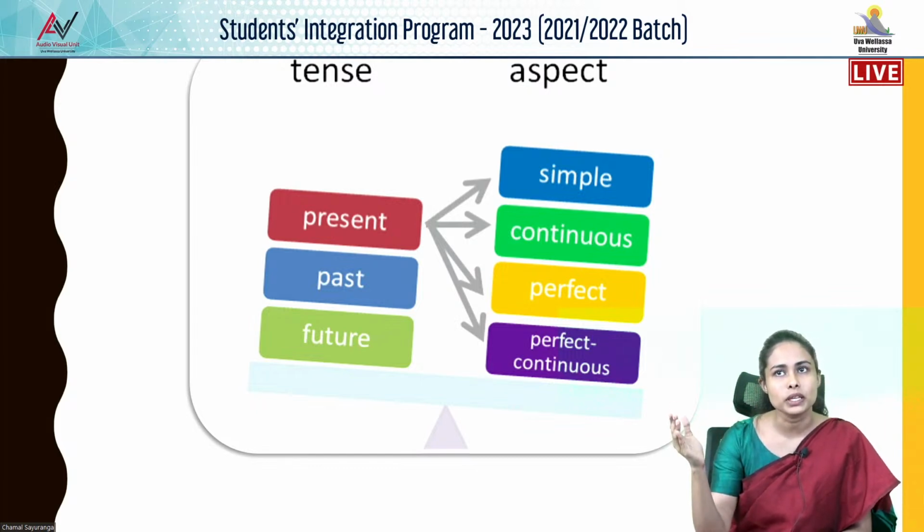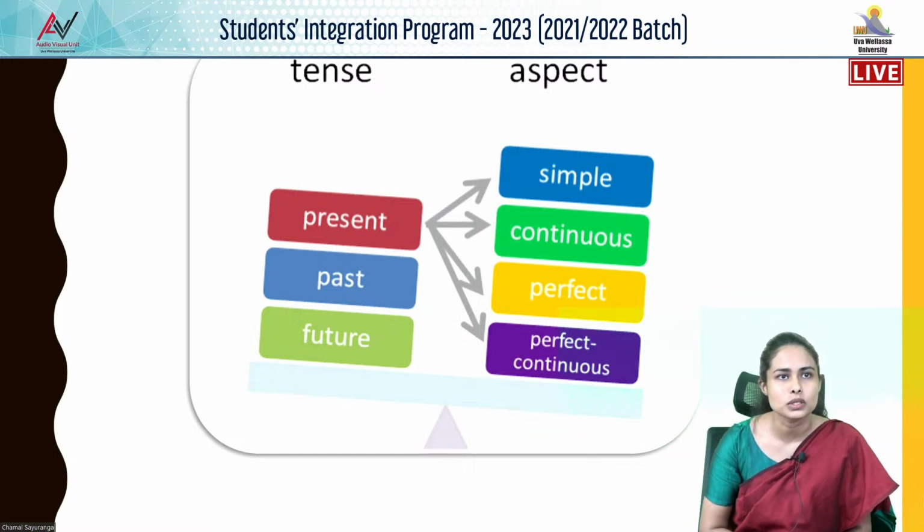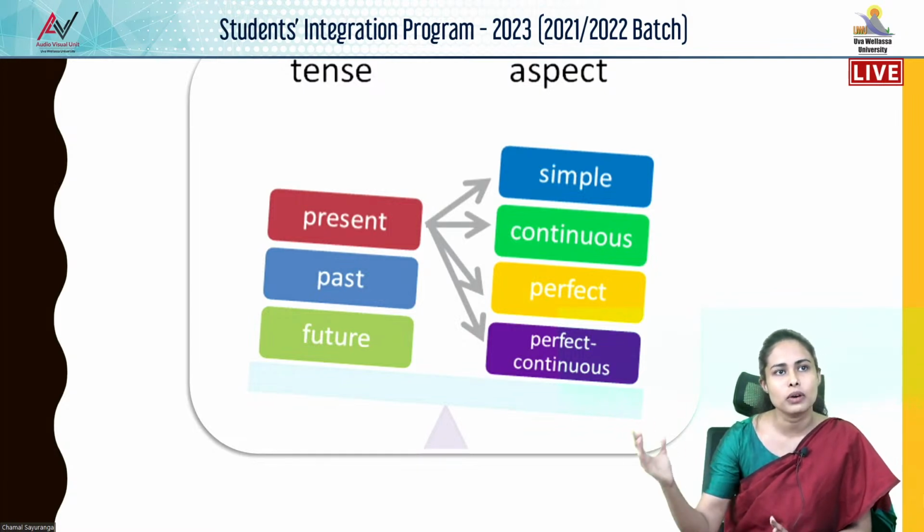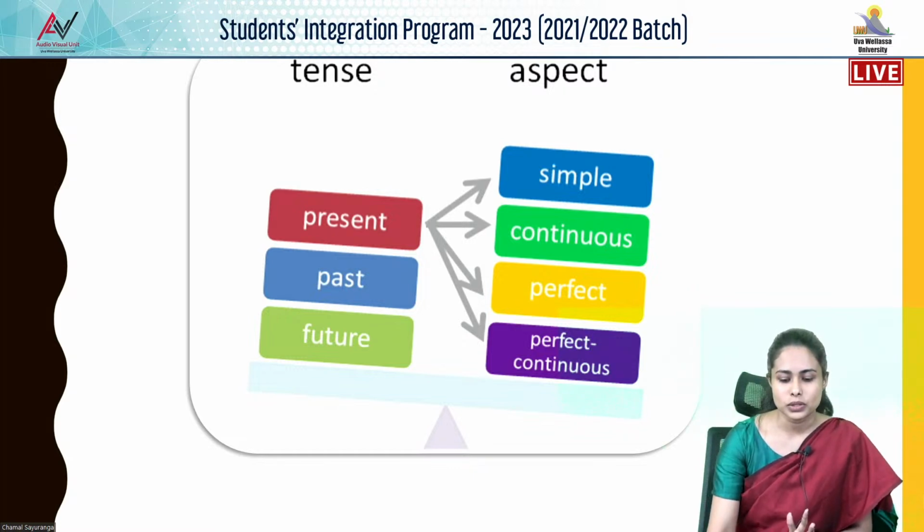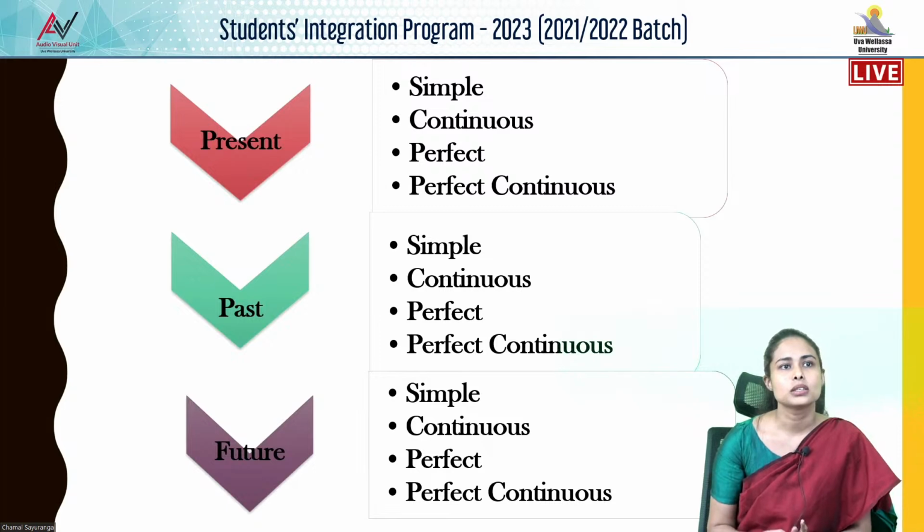What are the 4 aspects? Simple, continuous, perfect and perfect continuous. So 3 into 4, 12. So there are 12 tense and aspect combinations in English language or English grammar, right? So the tenses, mainly 3 tenses, and tenses can be divided into simple, continuous, perfect and perfect continuous. Okay, right? So today we are going to look at each tense, right?